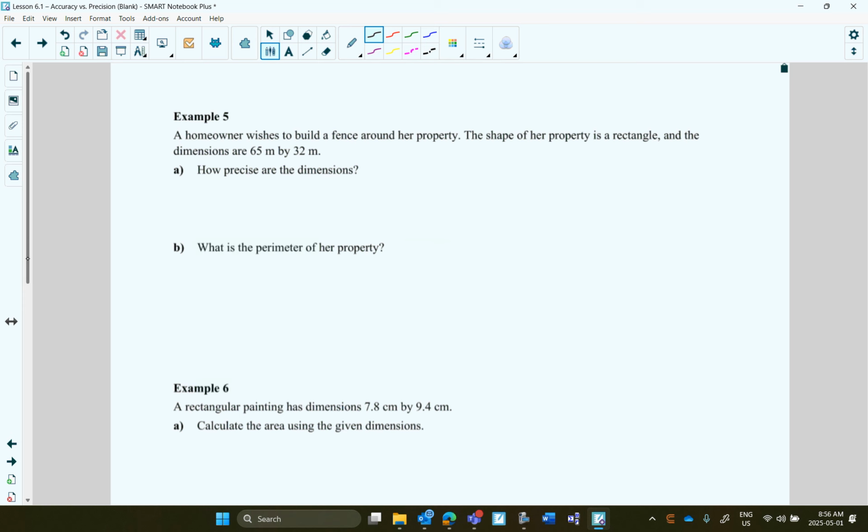Just to wrap up with a couple other examples, and a little bit of refresher on perimeter and area. So a homeowner wishes to build a fence around her property. The shape of her property is a rectangle. Dimensions are 65 meters by 32 meters. How precise are the dimensions? Nearest meter. That's it.